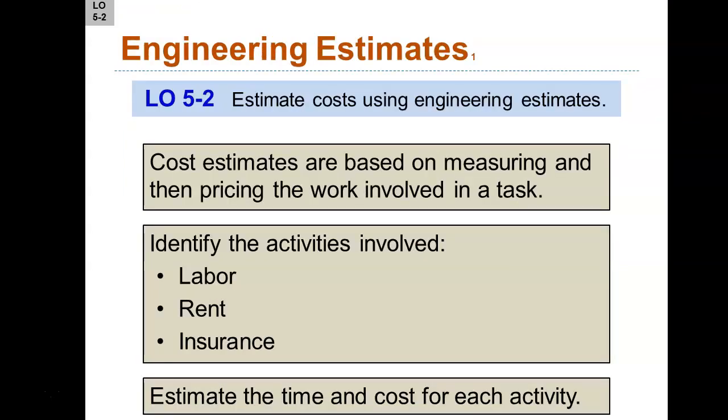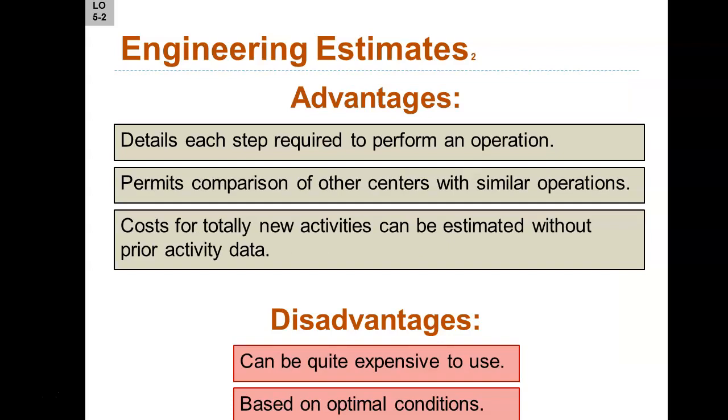Now, again, we want to get an idea of what we need if we're going to use an engineering estimate of how we can measure cost. We need to know the labor activity, the rent, and insurance. These are types of costs where we need to create some time element. Can we create a time element in terms of our rent, our labor and insurance? So how much time will it cost us?